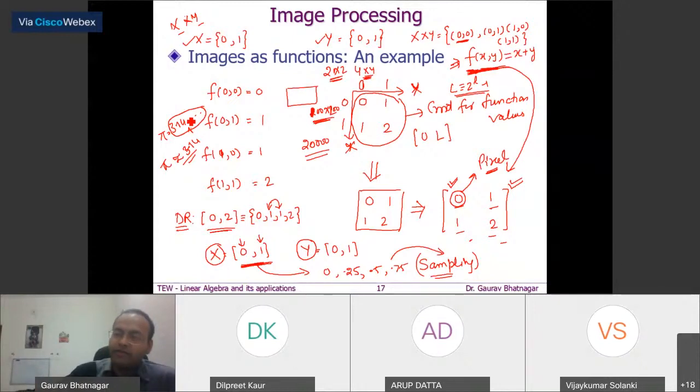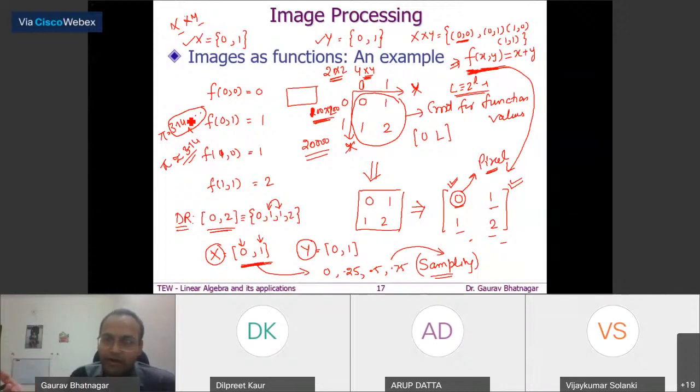Even if you want to take the printing of that image, nowadays the printers are also working in the digital domain. So again, you need a digital image for the printing. There is no printer which will give you the printing of a continuous image. Everything has to be digitalized. So in that particular sense, you are looking at the discrete domain only, and hence you have to define your image in this particular manner.